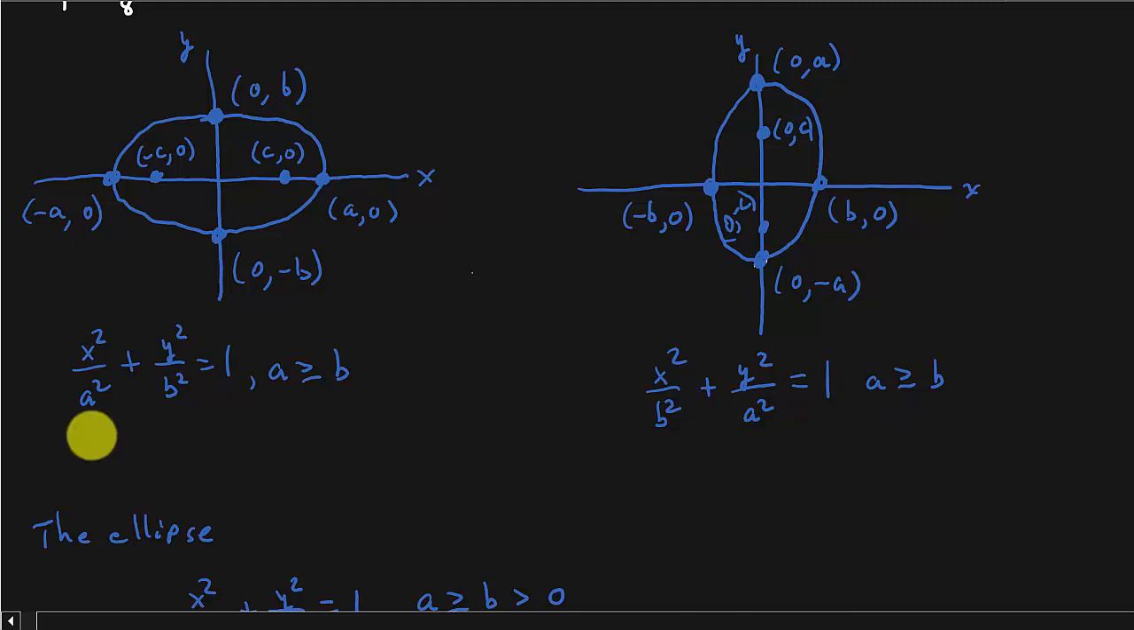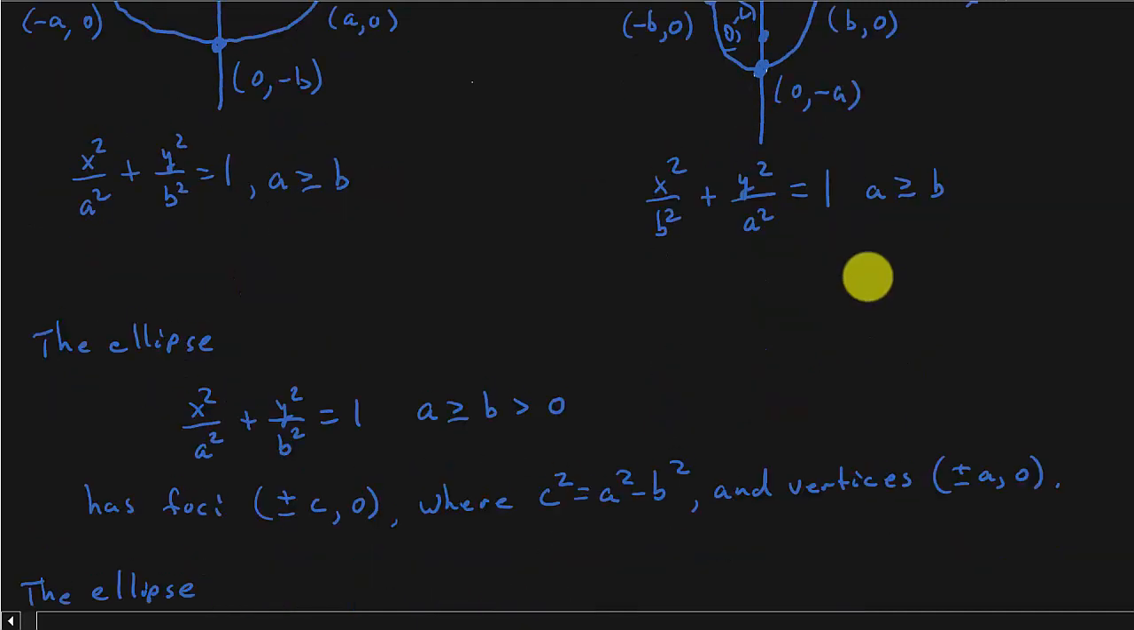So if the larger number is underneath the x squared, your major axis is going to be horizontal. And then if a squared, the larger number, is under the y squared, your major axis is going to be vertical.